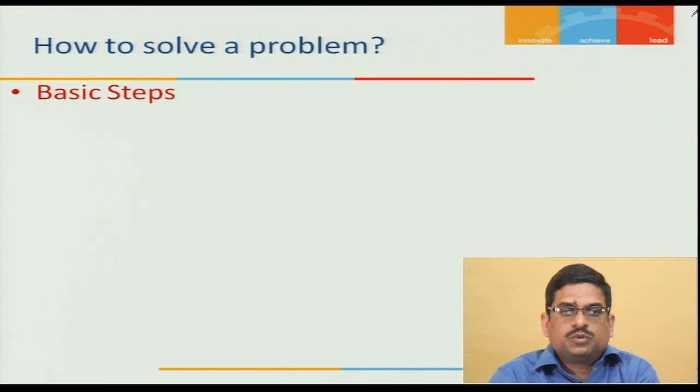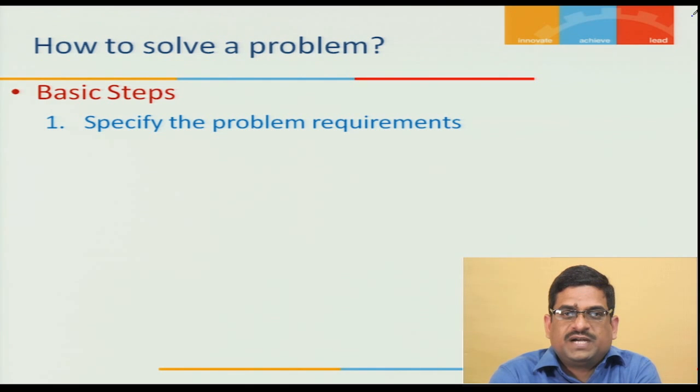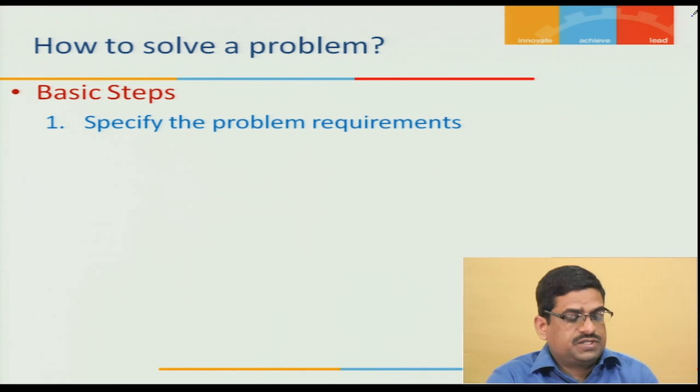So what steps should you follow? First is to specify the problem requirement. First of all, you should know very clearly what the requirement of the problem is, what exactly I need to do. So your problem statement should be unambiguous. If there is any ambiguity in your problem statement, you will not be able to reach the solution, or maybe you will get an incorrect solution. So an unambiguous problem statement has to be defined first.